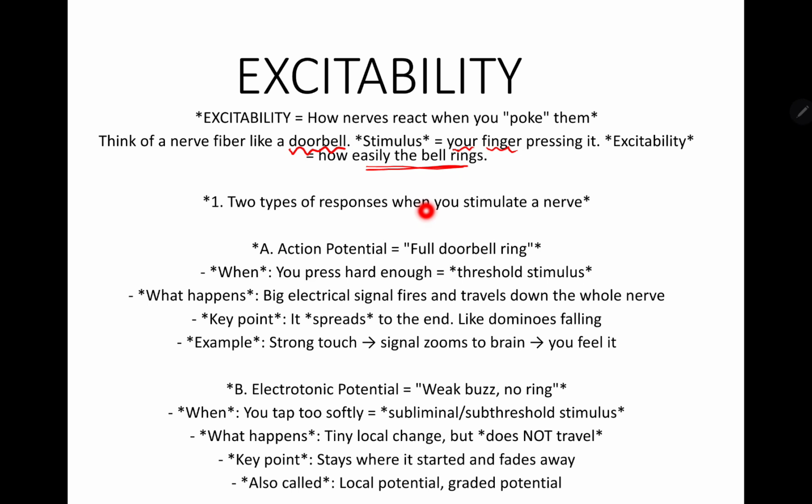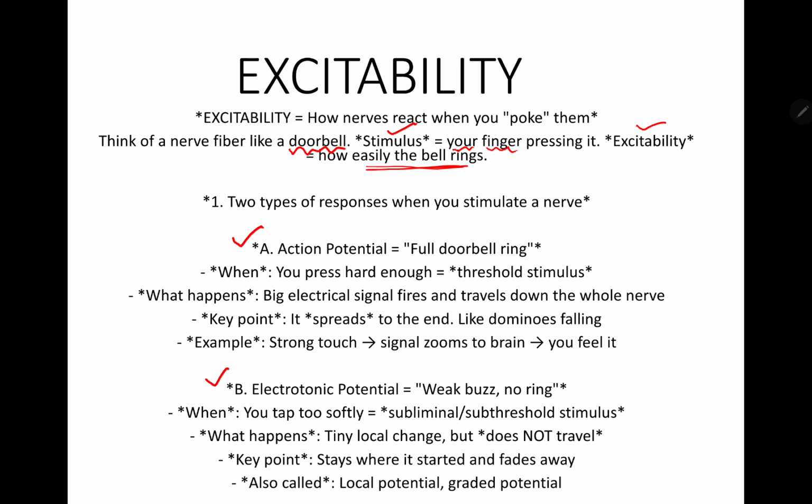Now, two types of responses when you stimulate a nerve. First is action potential and the next one is electrotonic potential. Now in action potential, you can observe a full doorbell ring. Your finger is the stimulus and the excitability is the bell ringing. Action potential is a full doorbell ring, which is high excitability.